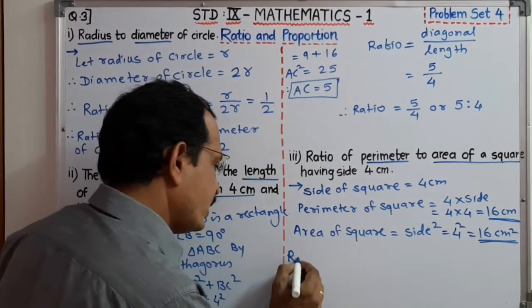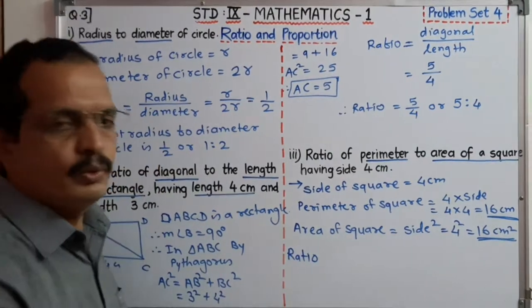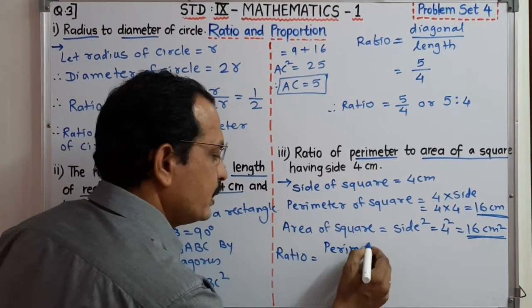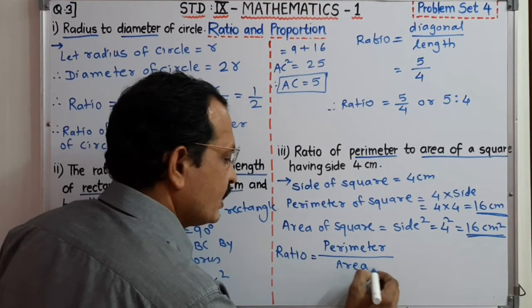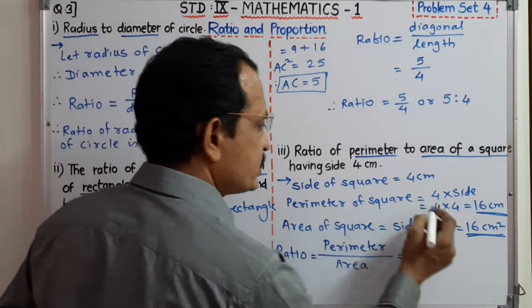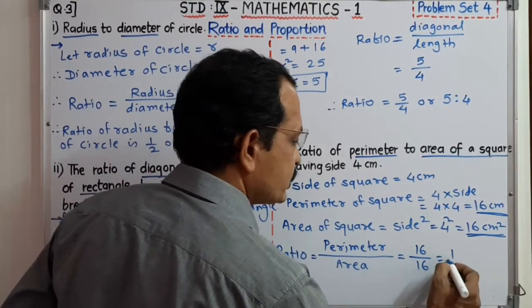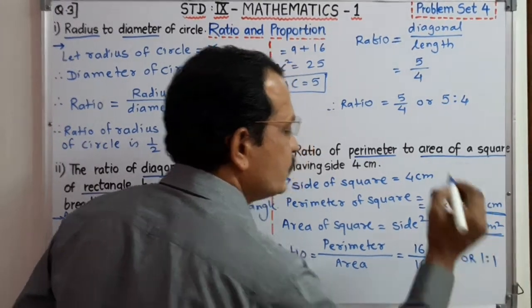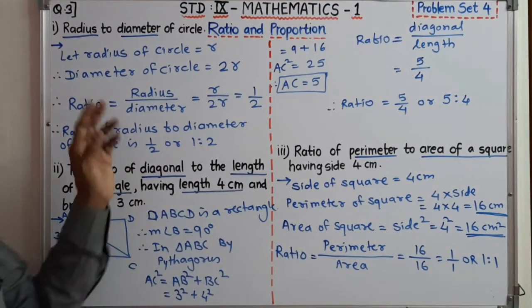Now we have to find out the ratio. Ratio of perimeter, therefore perimeter upon area, and perimeter is how much? It is 16, and area is also 16, therefore, dear student, it is 1 upon 1, or it is 1:1. Dear student, in this way we completed question number 3.